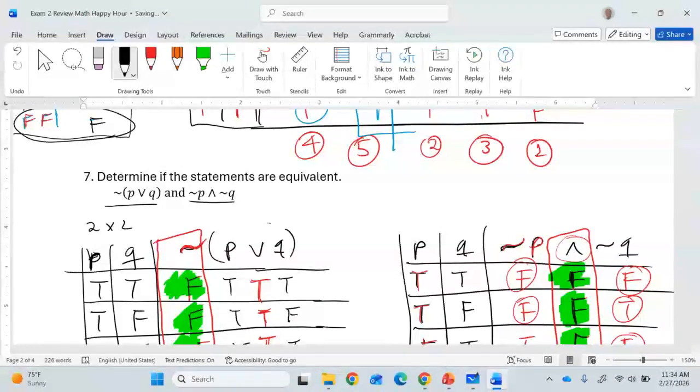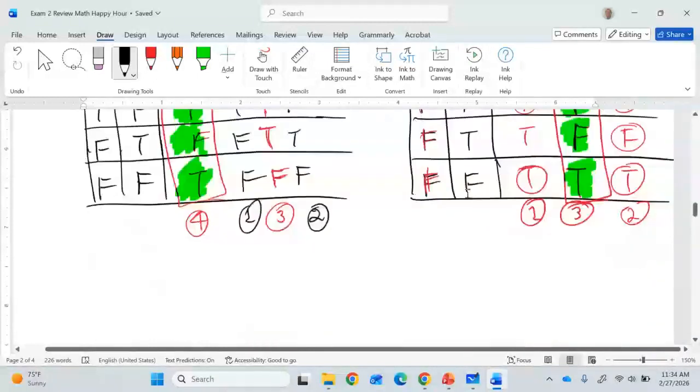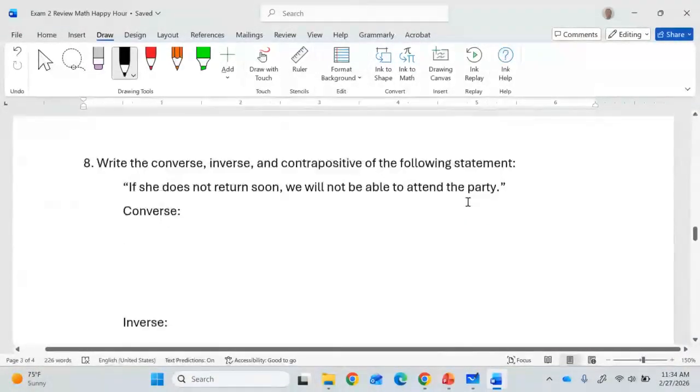The way that we write them, we don't say that they're equal. Instead, we use this symbol. So negation of P or Q is equivalent, using three lines, to not P and not Q. By using those three lines, we're saying that even though they use different propositions and different connectors, in the end they convey the same truth values, the same meaning of the statement. All right, so that was number 7.